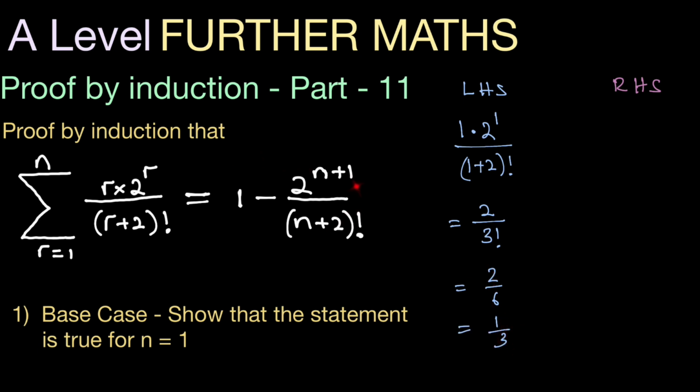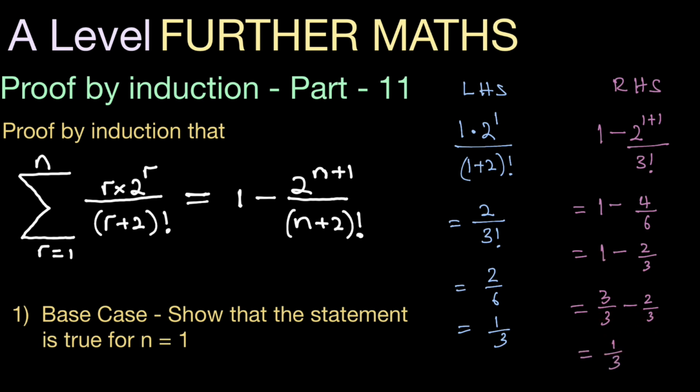Now I want to do the same for the right hand side here. We have 1 minus 2 to the power (1 plus 1) over (1 plus 2) factorial. That will be 3 factorial, and 3 factorial is 6. 2 to the power 2 is 4, over 6. That's 1 minus 2 over 3. Multiply that by 3, and we get 3 over 3, which is still 1, but we're making them the same denominator. Therefore, we have 1 over 3. So that's true for 1 over 3 there. Because they're the same, that shows that the statement is true for n equals 1.